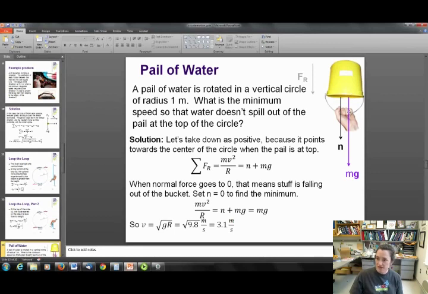I've done my free body diagram over here, and you can see that normal force and mg are both down, and that's also the radial direction. So the sum of the forces in the radial direction is equal to mv squared over r, which is equal to the normal force plus mg.